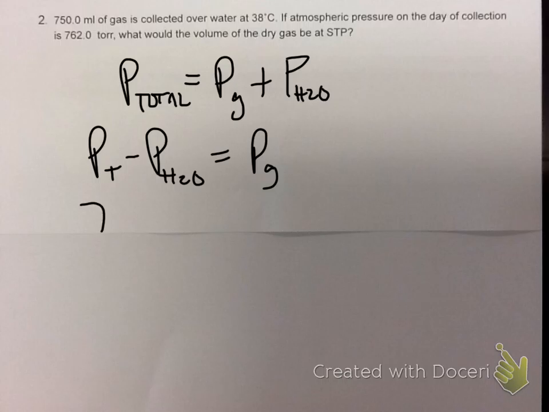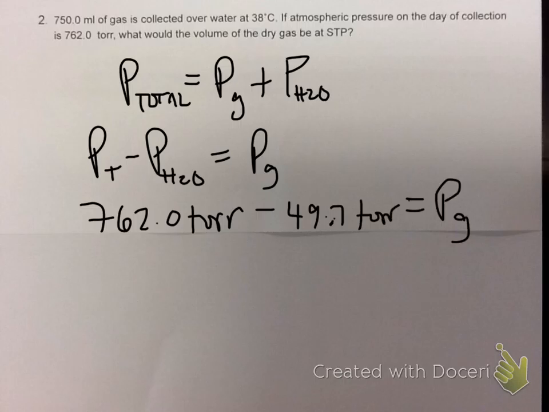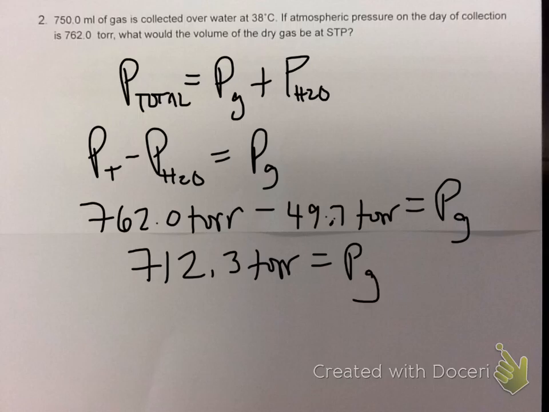So we have 762.0 torr. Okay, so we've got the 762 torr minus, and I said it got cut off, but it's 49.7 torr gives us the pressure of our dry gas. So for that, we get a raw answer of 712.3 torr is the pressure of our dry gas. Okay, how many of you got that far on your own? Do you have the workout that you did on this quiz? Okay. And I think I know exactly where things went south.